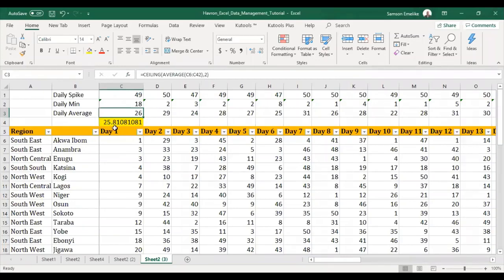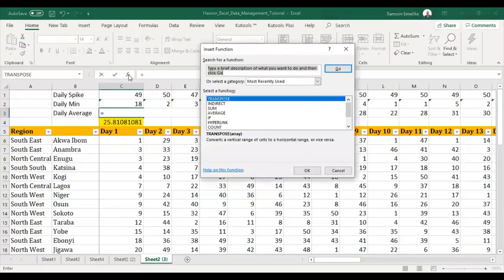Originally, it was 25.8. And when we put 2 here, let's just assume we are saying we want the multiple, the significance, multiples of 2. Is that possible? Is that the same understanding I have? Please, I want us to reason it. So what we are looking at here is this, and we are looking for significance. And the ceiling rounds a number up to the nearest multiple of significance.